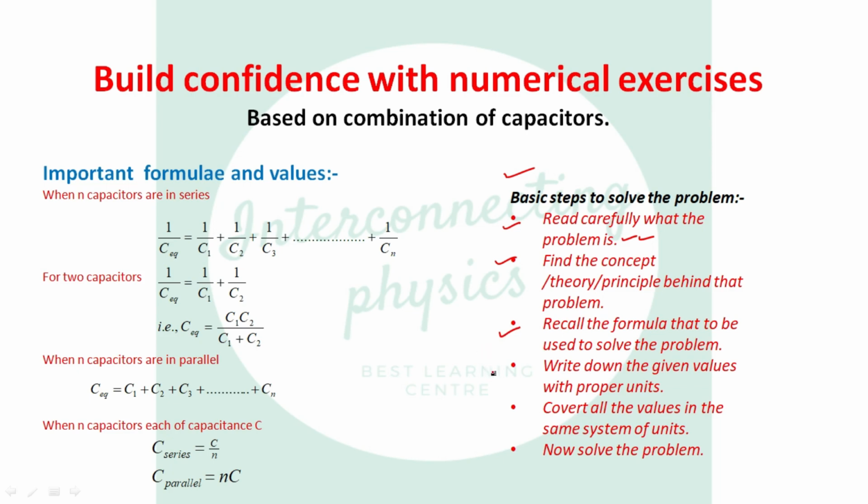Then write down the given values with proper units. Suppose you are given the capacitance of a capacitor, the potential difference between the two terminals, or some current. So write down all the given values with proper units. Then convert all the values into the same system of units. If you want to solve the problem in SI system, convert all the quantities into SI units. If you want to solve it in CGS, then convert accordingly. But most of the time we solve problems in the SI system.